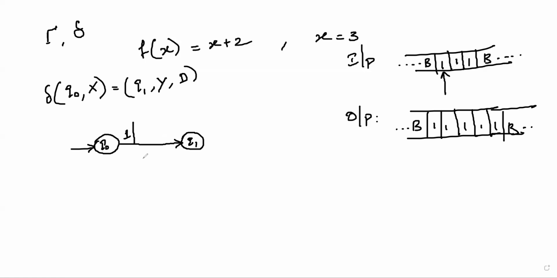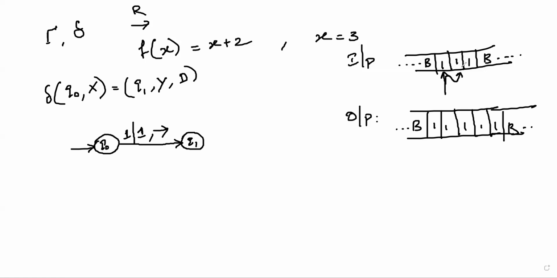Slash. If you want to change this symbol, you can give it here. Suppose I don't want to change the symbol, I can take it as the same symbol. Here, this X is 1, and this Y is also 1. This symbol is not changed at all, right? I have represented the same 1. After reading this symbol, I want to move to the next position. Then you can give a right direction like this. Now my head pointer is on the second 1.